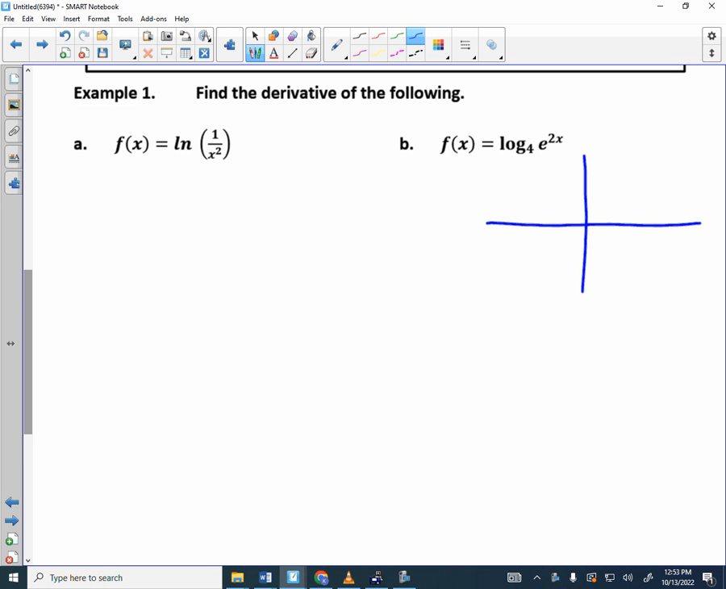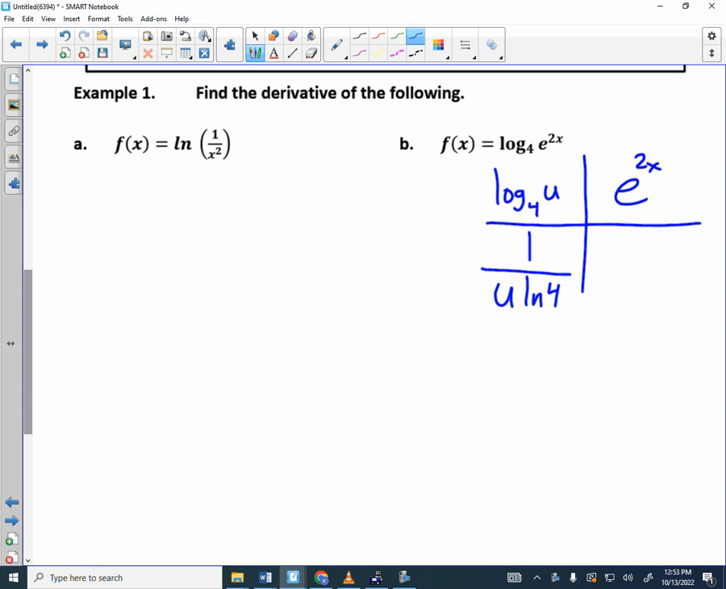And you could, if you wanted to, just drop the 2x out front. I'm going to choose to not do that because I think you'll understand this better. I have the log base 4 of u. What is u in this situation? E to the 2x. From what we've discussed in our notes, what's the derivative of log base 4 of u? 1 over u times natural log of 4. Good. 1 over u times the natural log of 4 in the denominator.